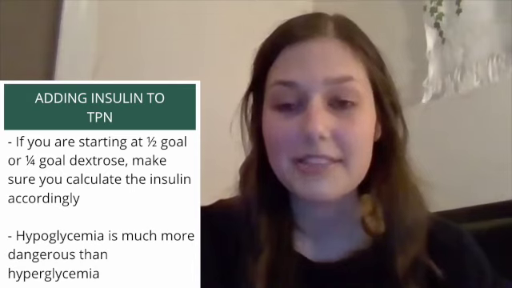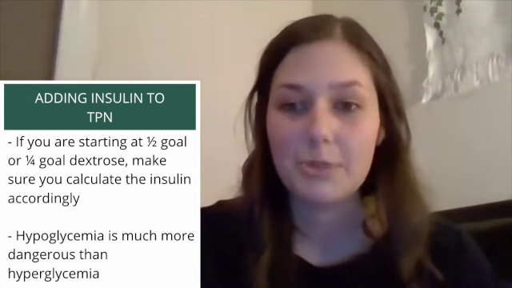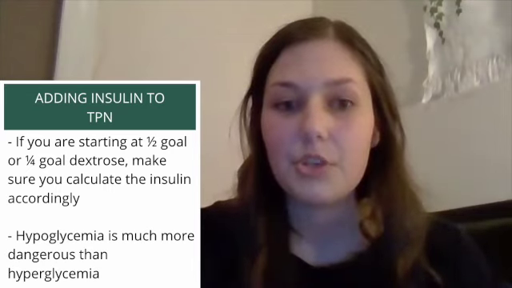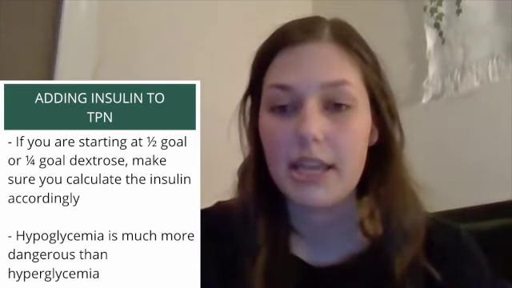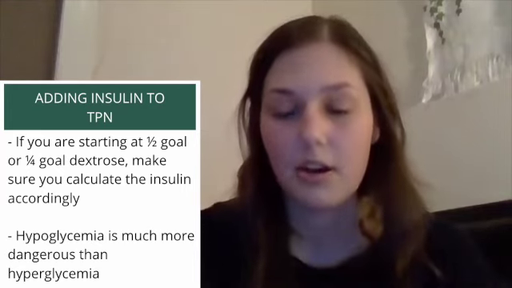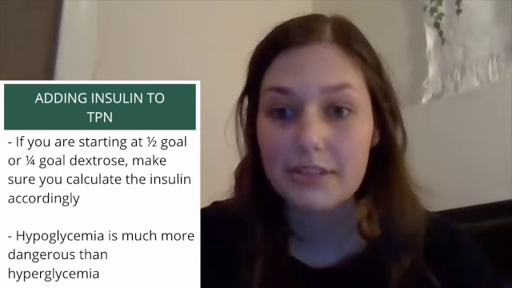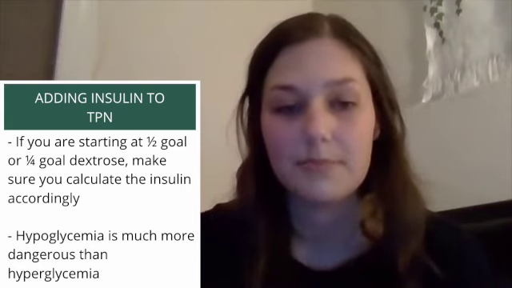And as always, keep in mind, hypoglycemia is much more dangerous than hyperglycemia. While we do shoot for that glucose range of 140 to 180 in the ICU, specifically in our critically ill patients, we want to make sure that we're not causing hypoglycemia because that is more dangerous.